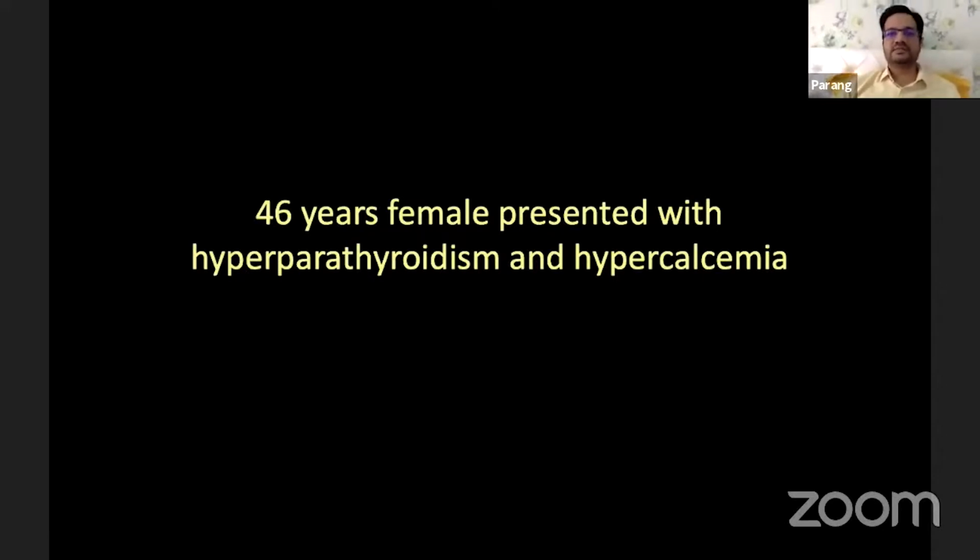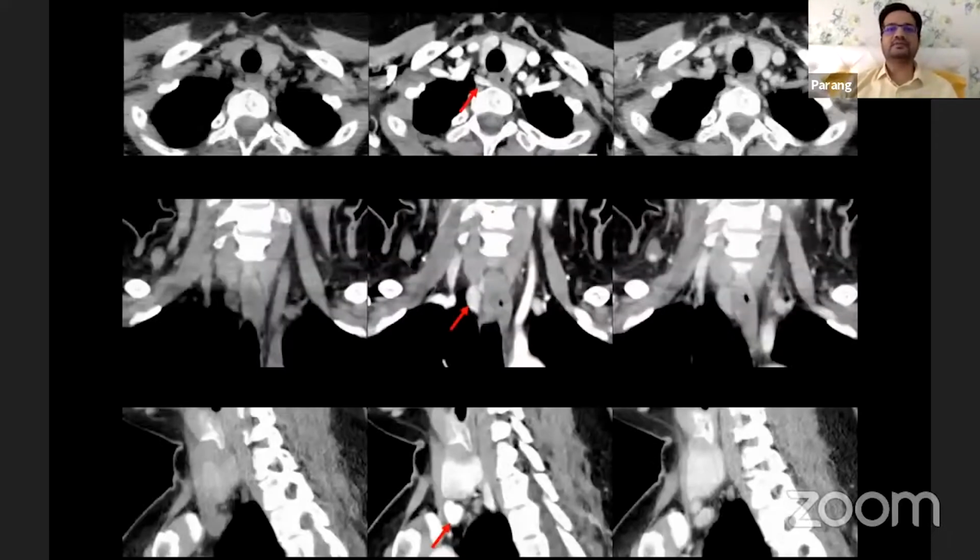So let's see some examples. This 46-year-old female presented with hyperparathyroidism and hypercalcemia. So the diagnosis is made biochemically, and the purpose of 4D CT is to accurately localize. And this is how the 4D CT collectively will look.